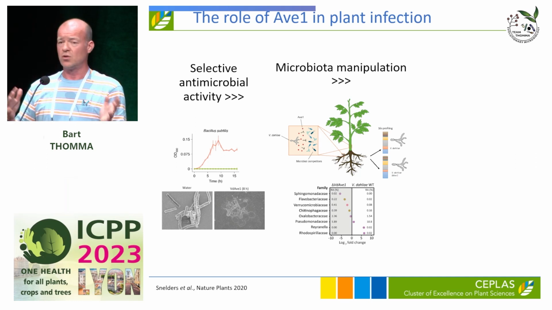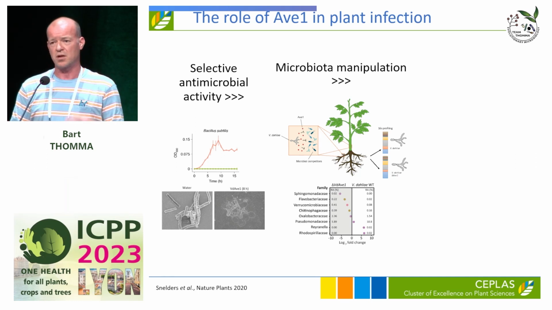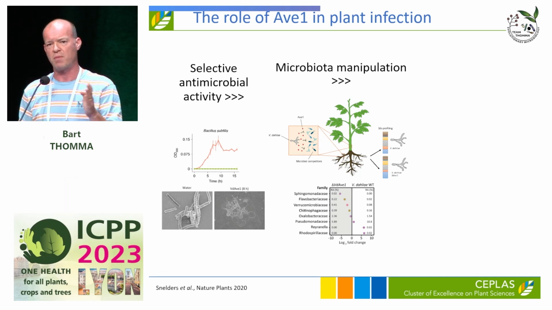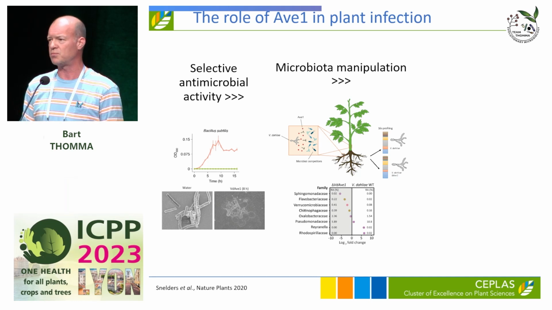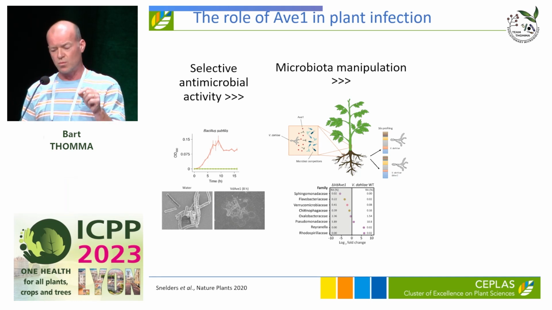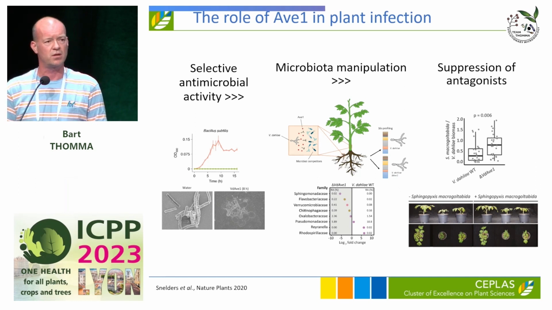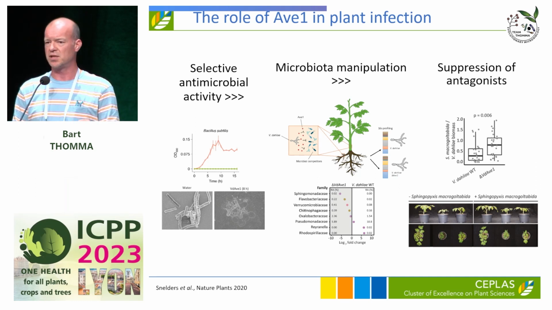And we didn't find enormous shifts in the microbiota, nothing that I would call a dysbiosis. But when we started zooming in, we did see that particular taxa of bacteria were repressed in the presence of AV1. And when we focused on particular taxa that were repressed by AV1, we started to realize that actually these were antagonists of Verticillium growth.